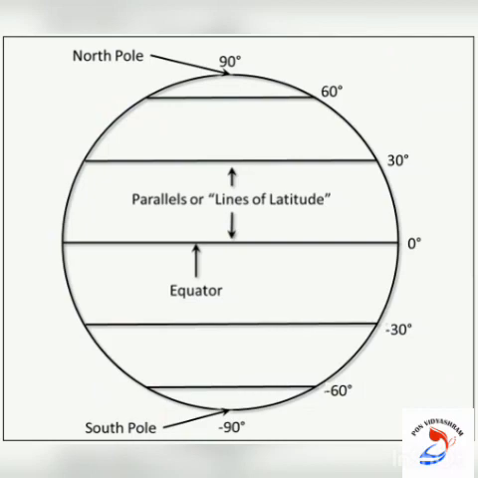The parallels, or the lines of latitude, have the following characteristics. The equator is the largest parallel. The length of the other parallels decreases as one moves away from the equator towards the poles. All parallels are located at an equal distance from each other.